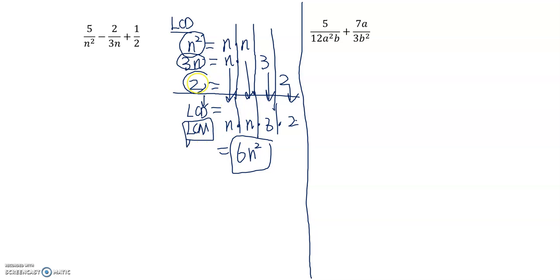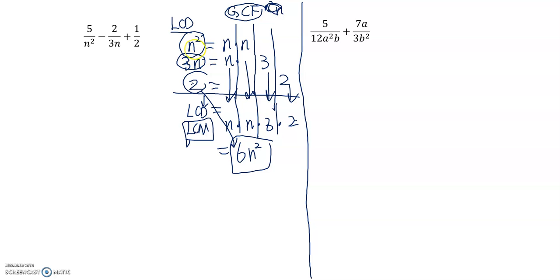Okay, there's a different way to look for the LCD. You can look at the numbers 2 and 3. The LCM is 6, so you can get 6 immediately. And for n squared and n, you actually take the highest power. Previously, when we discussed factoring, we had the GCF. When we have variables, we always take the lowest one, because n squared and n have n in common. They don't have n squared in common.